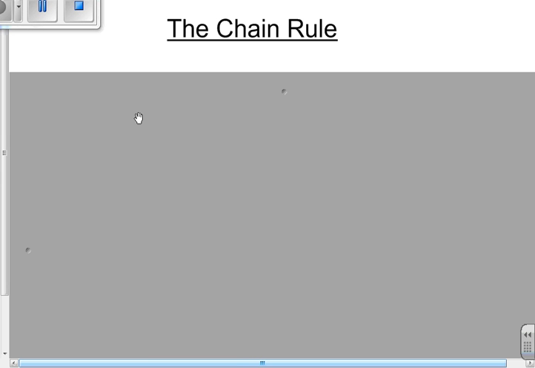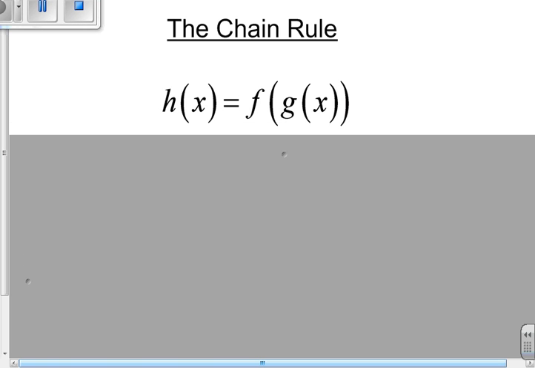All right, today's lesson is on the chain rule. The chain rule is sort of an extra part of the derivative rules that we've been using, and it's going to be basically a function within a function. So you're going to be looking at something like this.